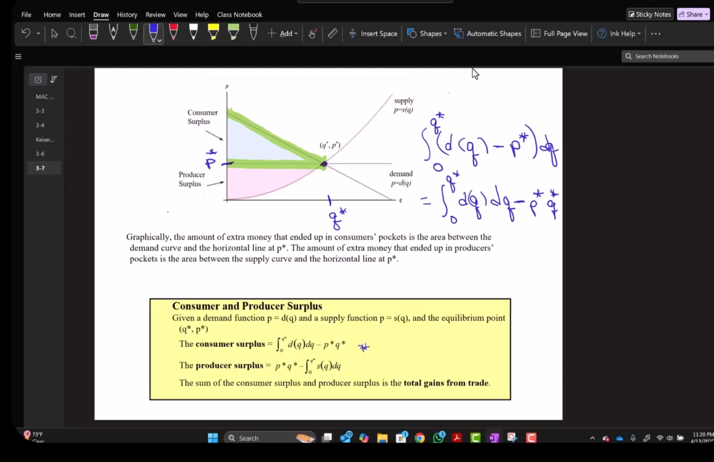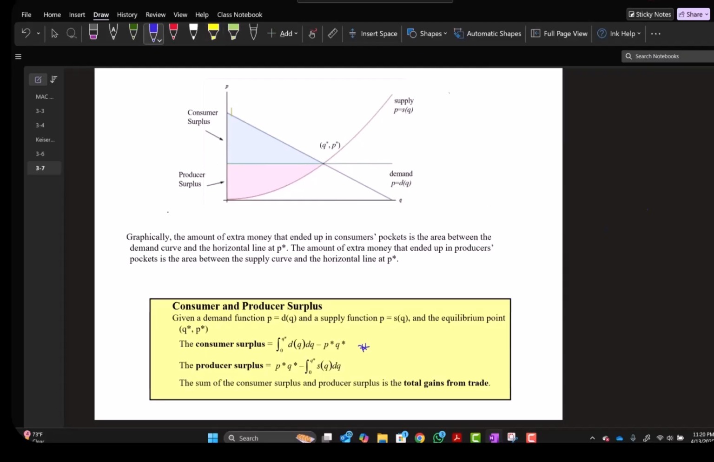The producer surplus is going to be different because it's the pink part. I want this area. Well, I start with my top curve. I'm going to integrate. My top curve is the equilibrium price, and I'm going to subtract the supply curve with respect to Q. I'm going to integrate that from 0 to the equilibrium quantity.